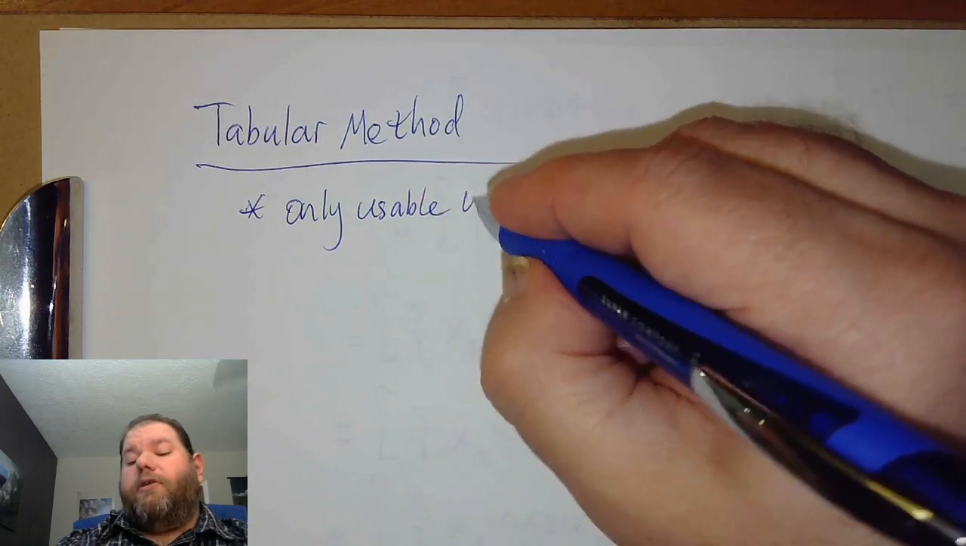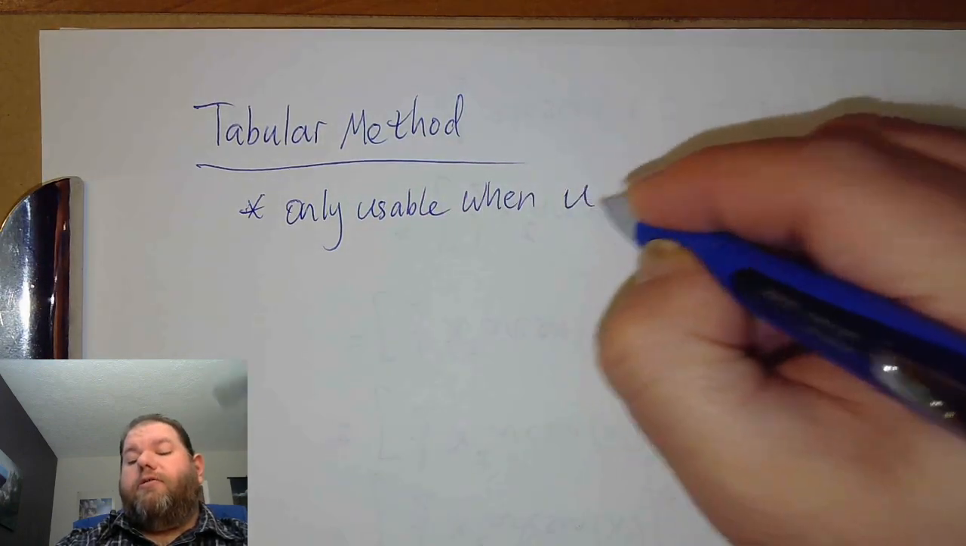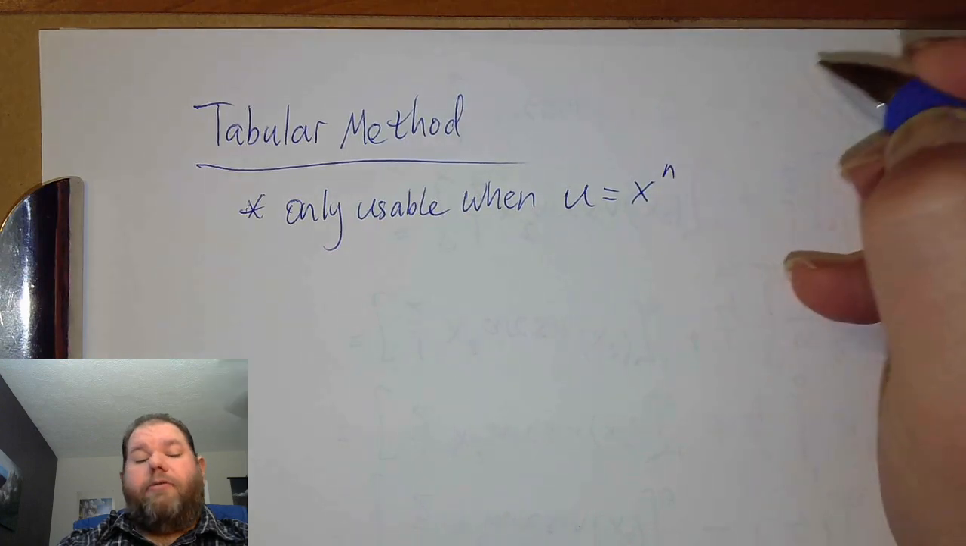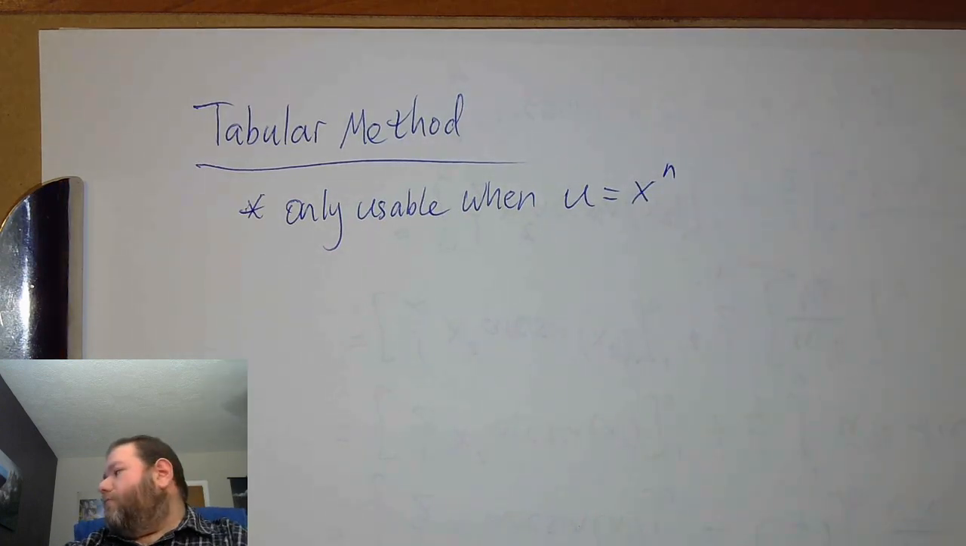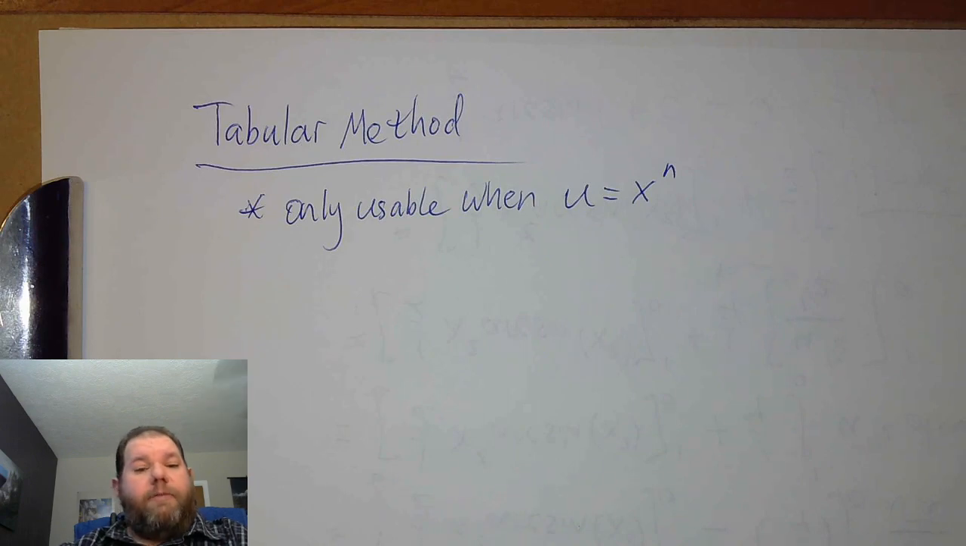It's only usable when u is equal to x to a power. Okay. So our u has to be a polynomial term, basically, for this to work. If u is anything else, if it's an inverse trig, or a logarithm, or even a trig or an exponential, then we won't be able to apply this.